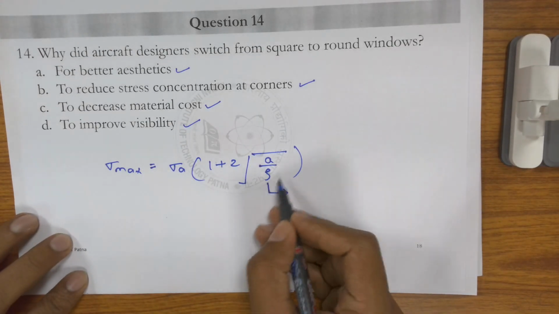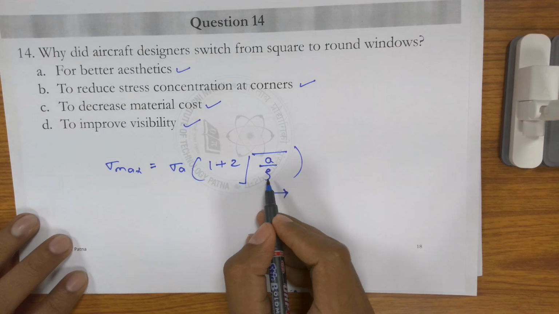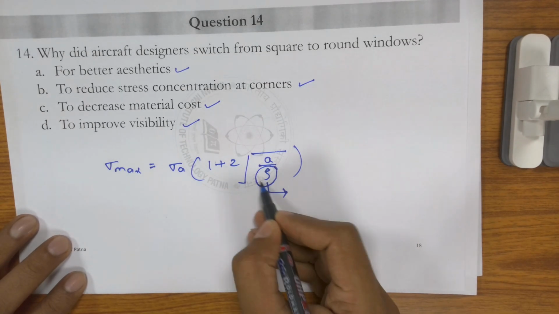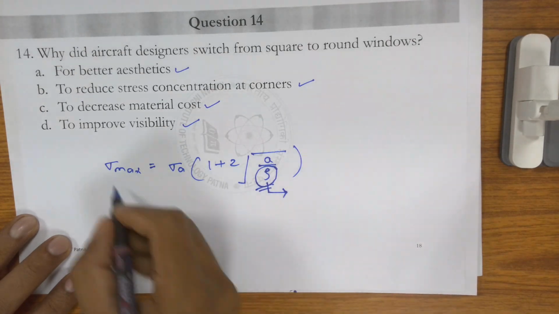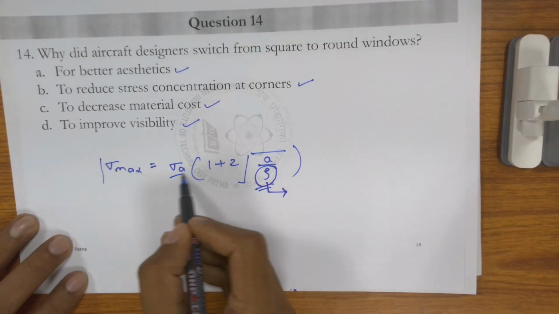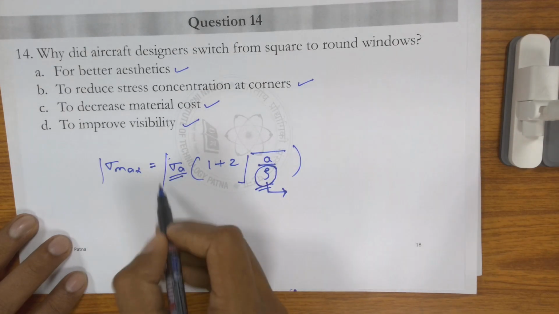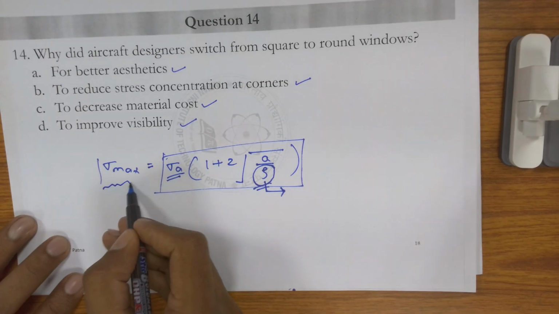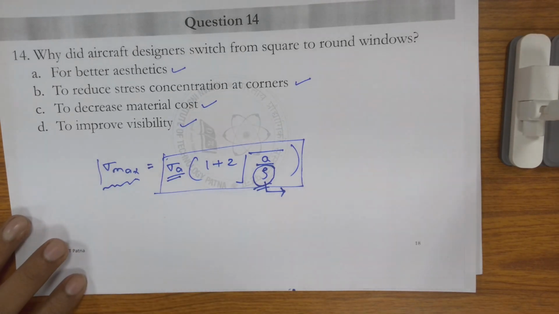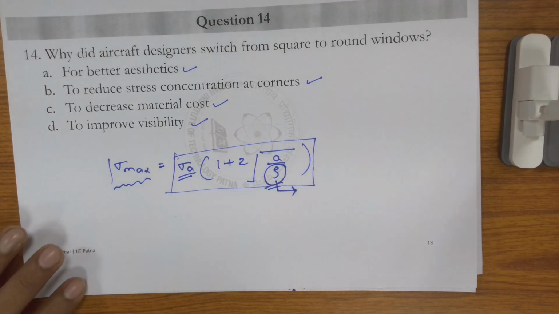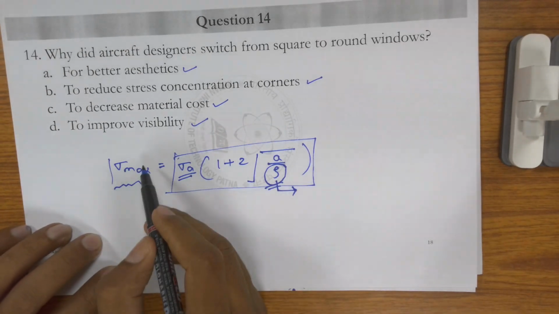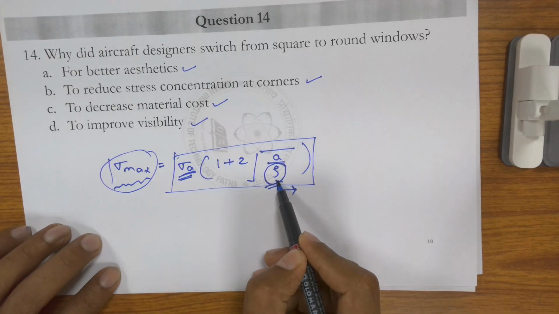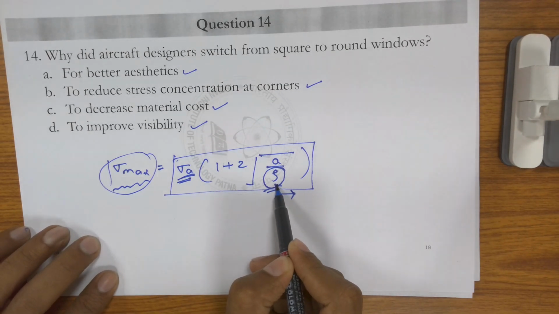So the sharper the corners are, the lesser the value of rho will be. So for a given applied stress, this value will be more. So the maximum stress which our material is going to feel is quite a bit higher than what is applied if we keep on making the corners sharp.